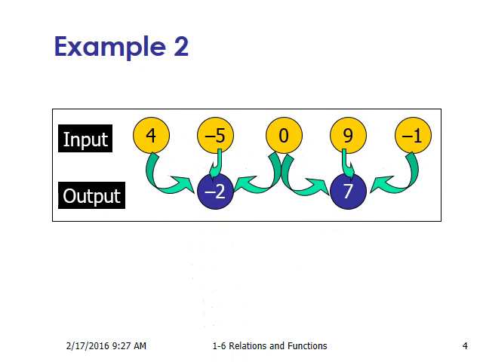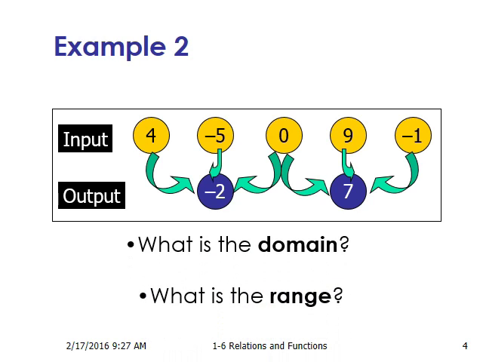Let's take another example where inputs and outputs are given. Now what is the range and what is the domain? The set of all inputs is the domain: 4, -5, 0, 9 and -1, whereas -2 and 7, the outputs, are the range.